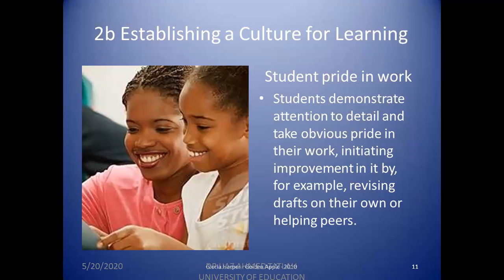Students' pride in work. Students demonstrate attention to detail and take obvious pride in their work, initiating important improvement in it by, for example, revising drafts of their own or helping peers.